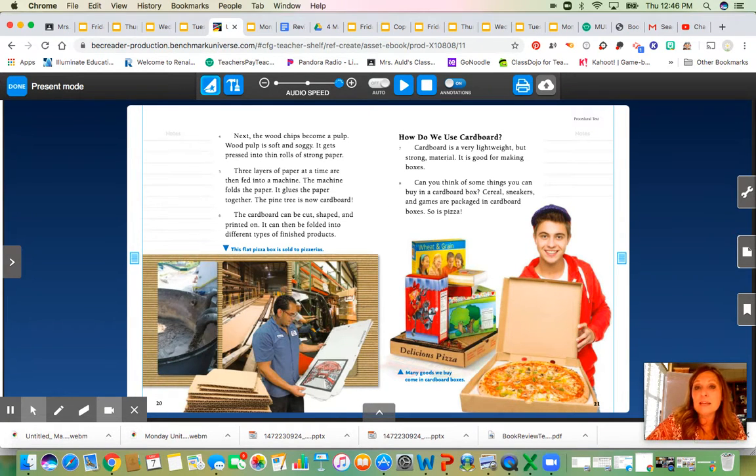Okay, can you think of some things that you can buy in a cardboard box? Cereal, your cereal boxes, your shoes, a shoe box, right? Games, any of the games that you play. And pizza. All right, so lots of things that we buy at Walmart are in cardboard boxes. Next time you go to see something in a cardboard box at Walmart, I want you to think about the different steps that box made from the tree to the box. What were the steps that it made to become that box? That's what our unit and our story is on today.